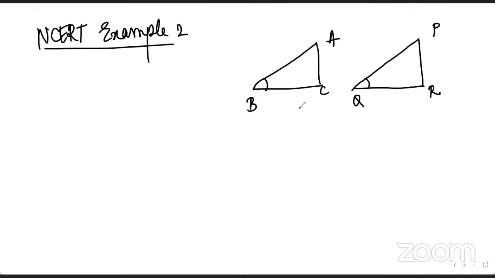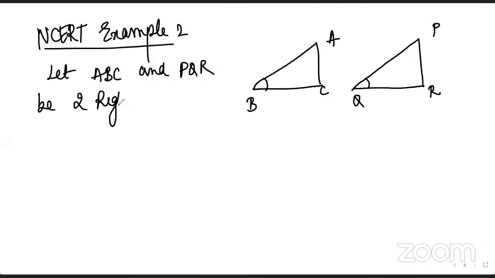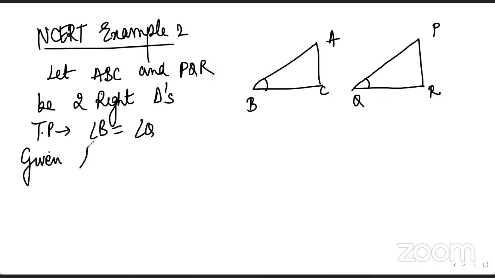So it is given to me sine B is equal to sine Q. First of all, I'll write given and to prove. Let ABC and PQR be two right triangles. To prove: angle B is equal to angle Q. Given that sine B equals sine Q. So let's see how we can do this question.